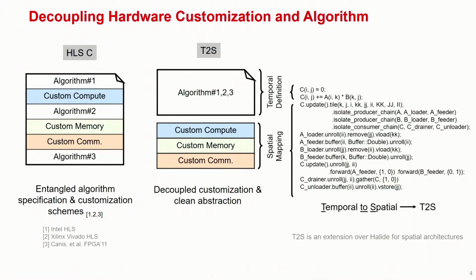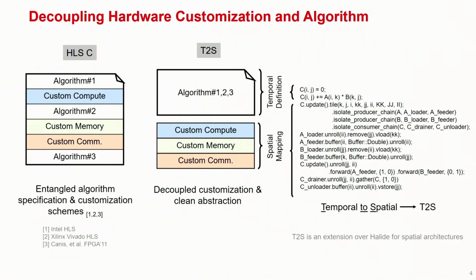The way T2S does this is that T2S allows the programmers to specify the algorithm in the form of a temporal definition, which is typically a functional representation of the algorithm. And the different hardware customizations are specified by the programmer as a set of spatial mapping directives. Thus, by taking a temporal definition and spatial mapping directives, T2S is able to convert a temporal program into a spatial hardware, and hence the name T2S.